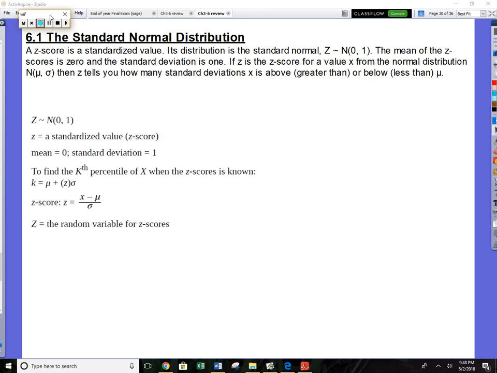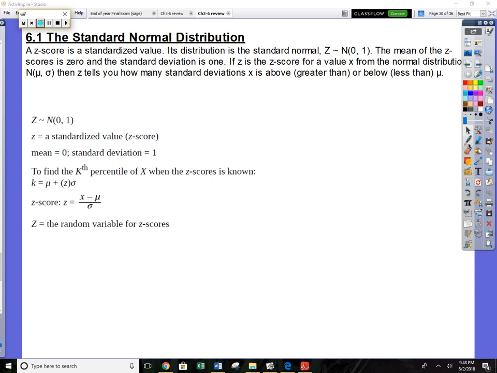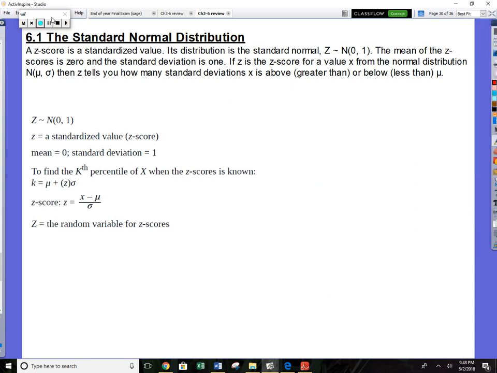Okay, chapter 6 is probably the funnest and most applicable chapter we've done so far. Standard normal distribution, so z-scores. Z-scores are a big deal. So you've got your mean and you've got sigma. Now z-scores, here's what you've got to remember.